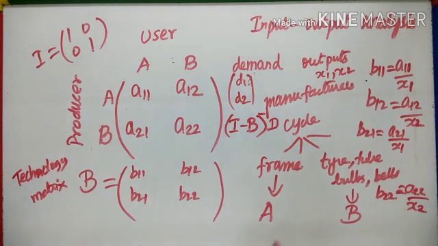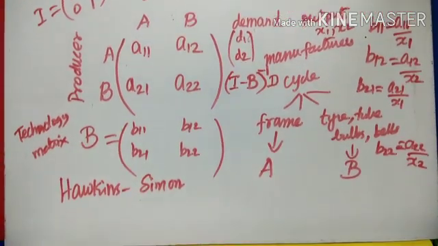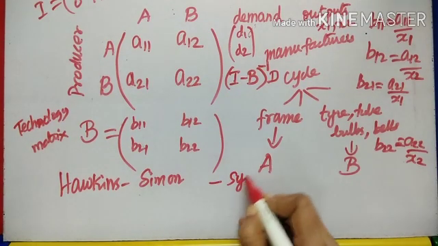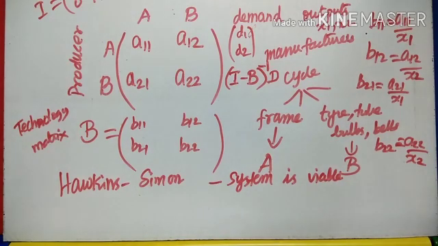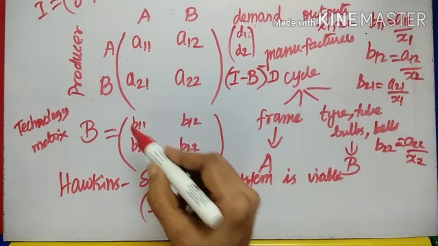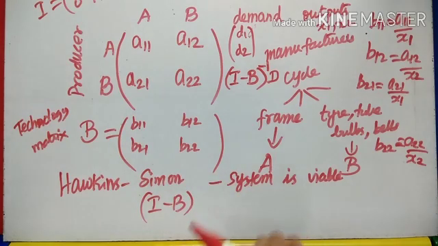Now, the system, is it possible to do it? The analysis, is it possible? So Hawkins and Simon have given a condition to check whether the system is viable. So we say the system is viable if the system follows the two conditions laid by Hawkins and Simon. What are the two conditions? As I find out this I minus B, the diagonal elements must be positive.